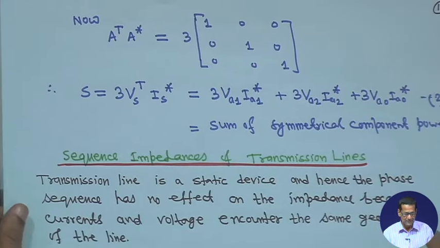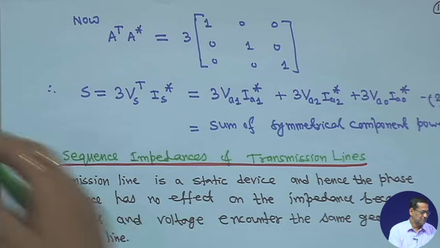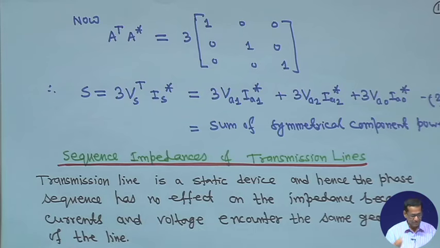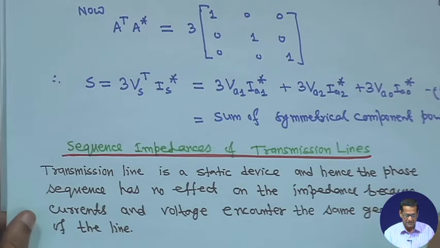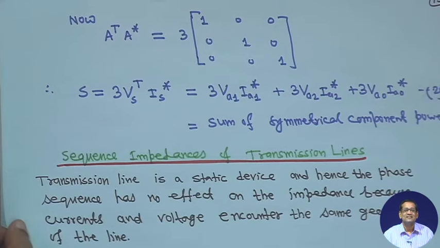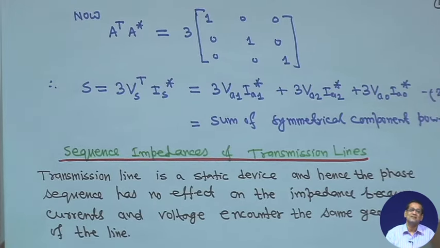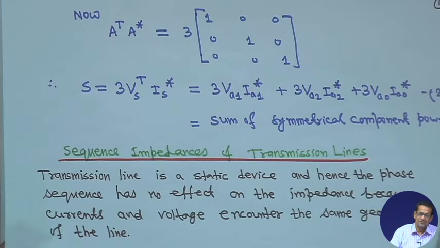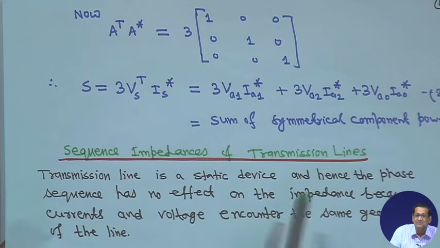So, now sequence impedance of transmission lines. Now we have to go for the sequence impedance of each component, particularly the transmission line, transformers, then synchronous machine. So, just see how we will make it. So, sequence impedances of transmission lines.